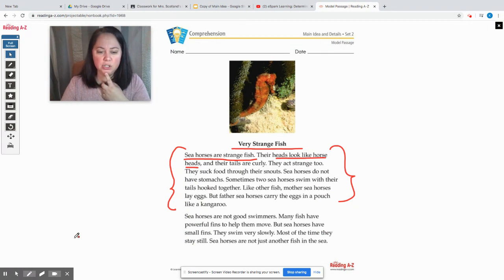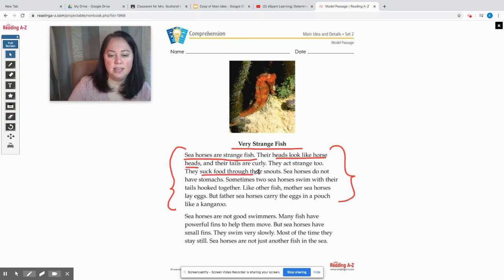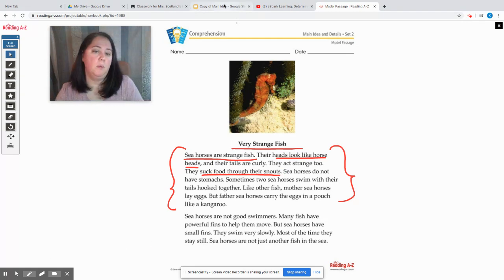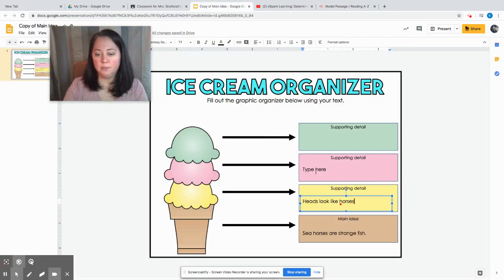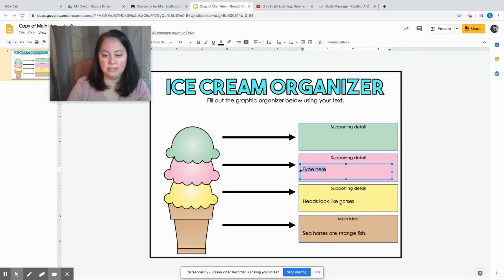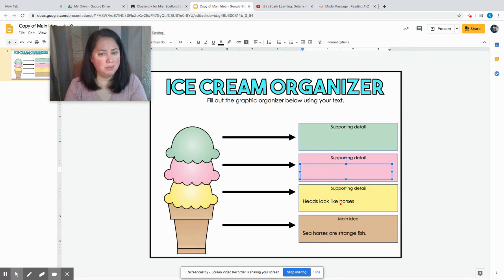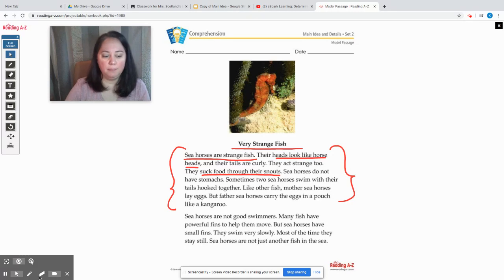So let's go back to the text. They act strange too. They suck food through their snouts. So they don't eat through their mouth, they eat through their snouts. I think that's important because I think it's very interesting. So let's go back to our graphic organizer and type that supporting detail here, which makes them strange because most fish eat through their mouths, but these suck the food through their snouts. So we're going to put that they suck food through their snouts. Very, very cool.